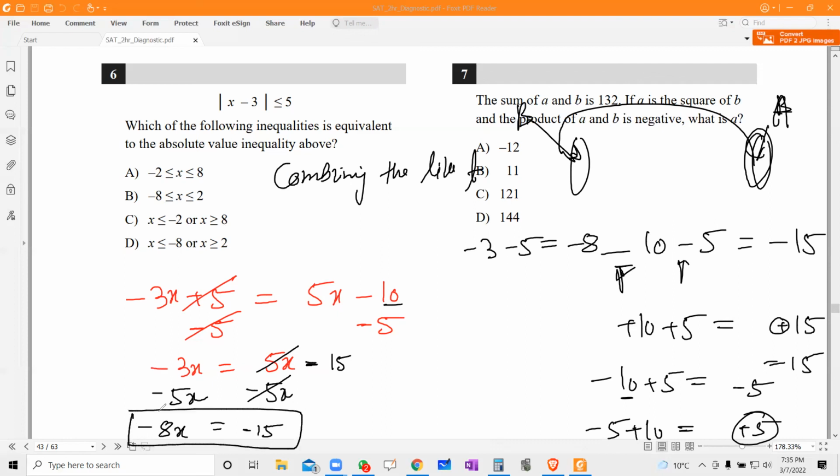After this, what will you do? And then I have to divide by negative 8. Not only 8, negative 8, right? Negative 8 will cancel out. So x will be negative 15 divided by negative 8. Negative and negative will cancel out. It'll be 15 divided by 8.